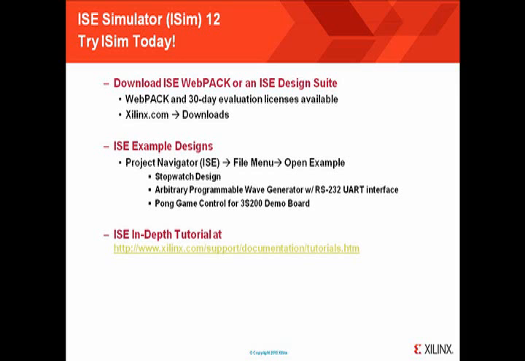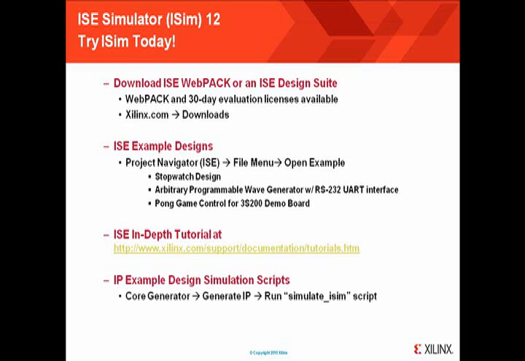An updated version of the tutorial will be made available in a future ISE Design Suite 12 release. Lastly, you can generate IP cores with the Core Generator tool that provide ISim batch scripts for simulation. Some examples of IP cores that provide such scripts are the Spartan-6 GTP Wizard and Integrated Block for PCI Express cores. Thank you for your time.